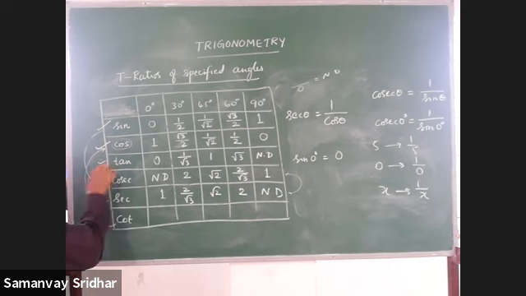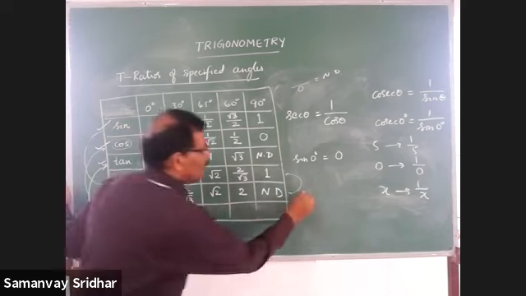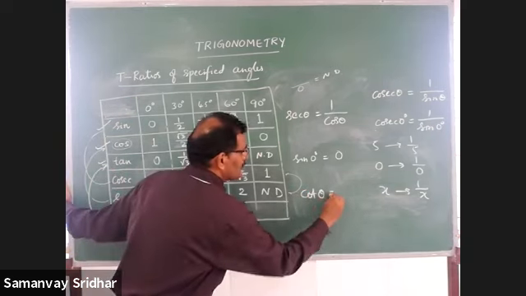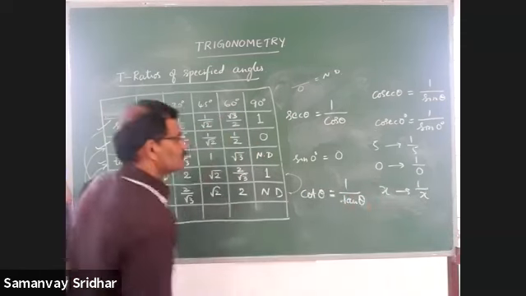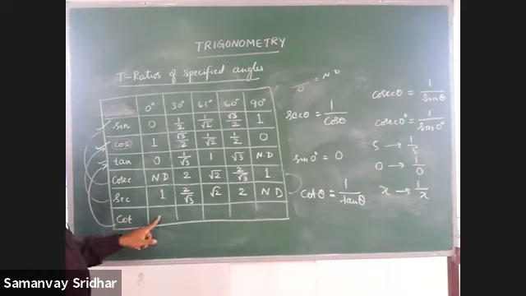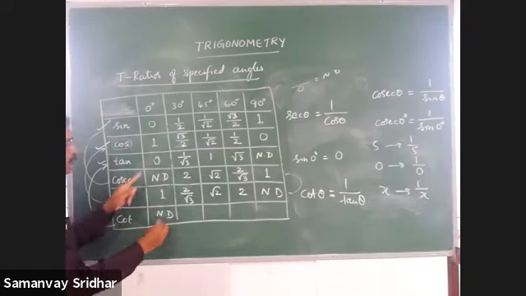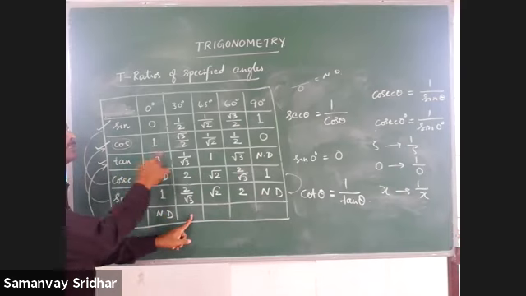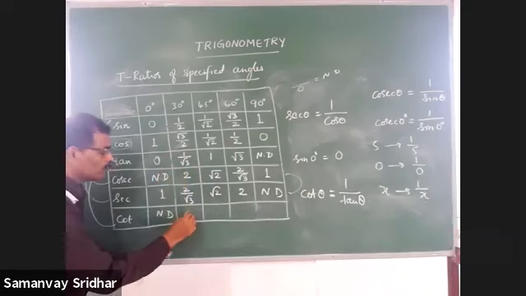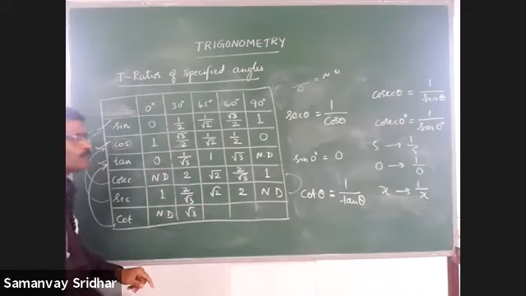Cot is the reciprocal of tan. You know that cot theta is the reciprocal of tan theta, 1 by tan theta. That's why, cot 0: tan 0 is 0. Therefore, it will become not defined. Reciprocal of 0 is what? Not defined. What is cot 30? Tan 30 is 1 by root 3. Reciprocal of that is cot 30, root 3.